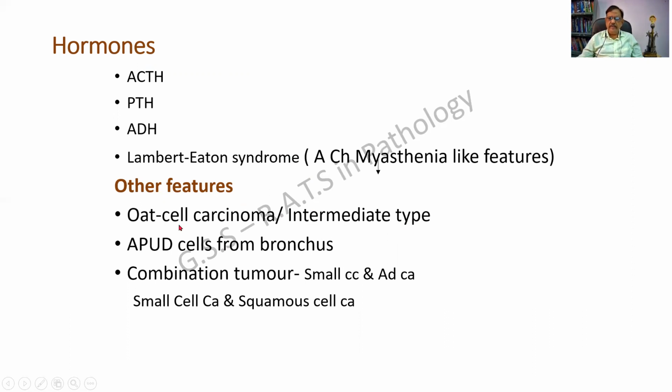It is thought to arise from the APUD cells, amine precursor uptake and decarboxylation cells from the bronchus. APUD cells. Sometimes it can be seen in combination with an adenocarcinoma or a squamous cell carcinoma. This is called a combination tumor. So these are certain features of small cell carcinoma which you must write in the examination.